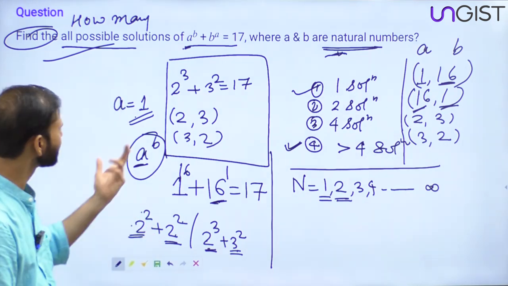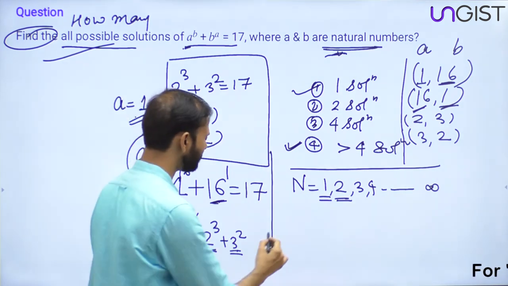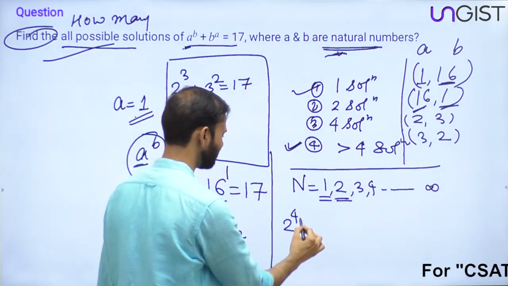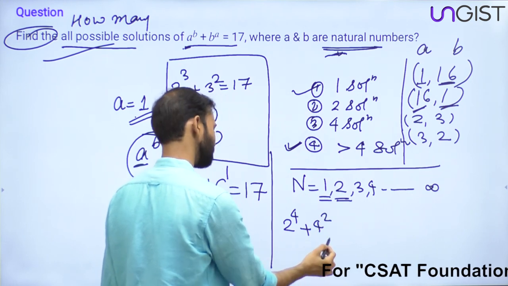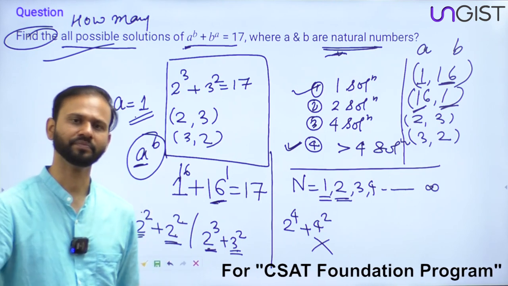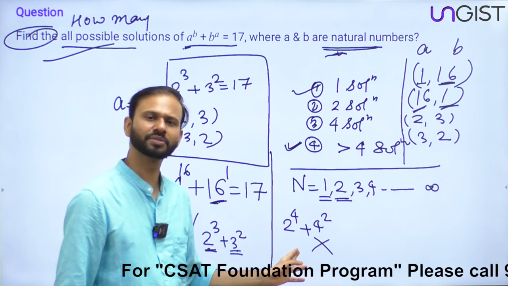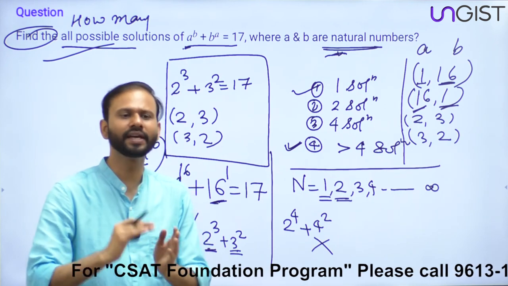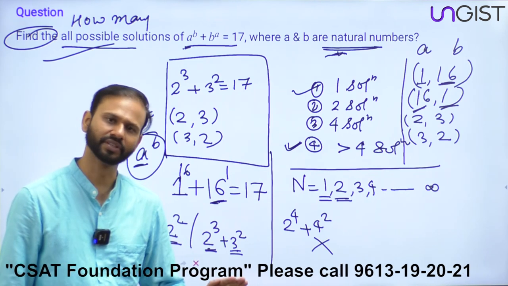2 raised to the power some other number, let's say 2 raised to the power 3, we have done. 2 raised to the power 4 is 16. So obviously 4 raised to the power 2 is again 16, so this is not possible. And 2 raised to the power 5 is 32, correct? So 2 raised to the power 4 is not possible, and 2 raised to the power 5 is exceeding 17 actually. So we can't take 2 raised to the power 5.